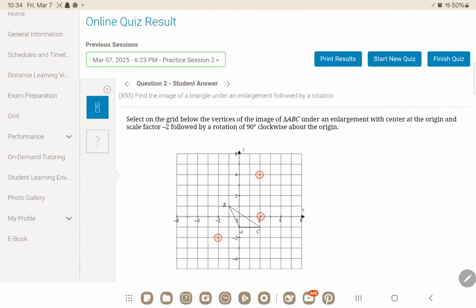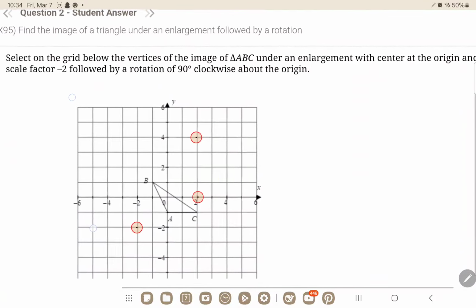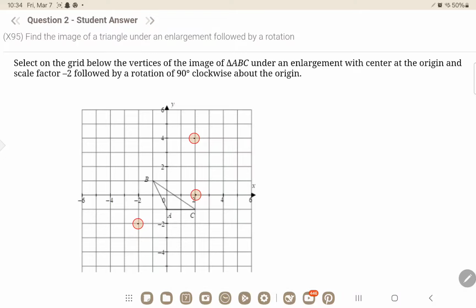Okay, now from here on, please focus. Now select on the grid below the vertices of an image of ABC under an enlargement with center at the origin on a scale factor of -2 followed by a rotation of 90 degrees clockwise about the origin. Now, first thing you need to do is identify your points. So A is 0, -1. B is -1, 1. C is 2, -1.